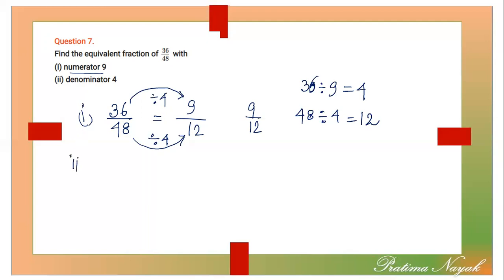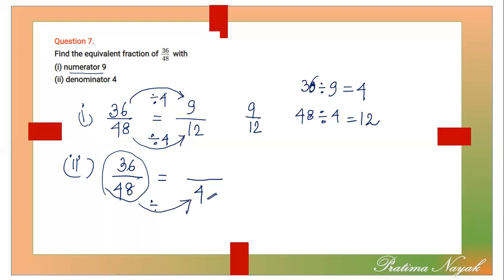Now coming to the second part. Same 36 by 48. I'll make the denominator 4. That means again it was the bigger fraction, and I'm making it smaller. That means it is reduced. By what is it divided? 48 divided by 4, that will be 12 is divided. So the same division we will do in the numerator. So 36 divided by 4 will be 9.